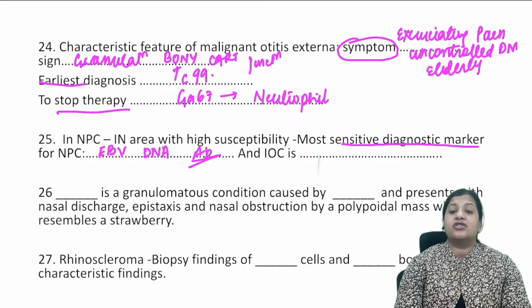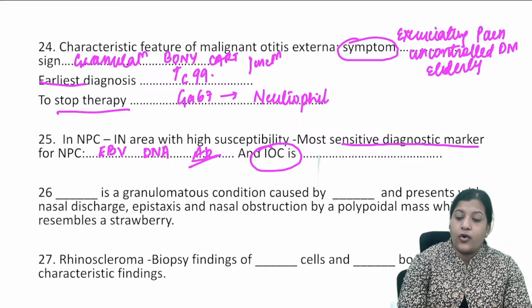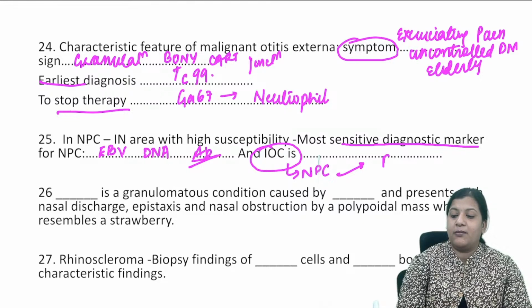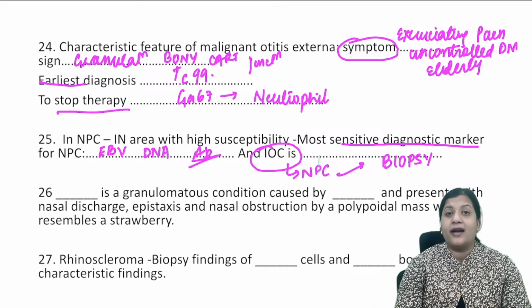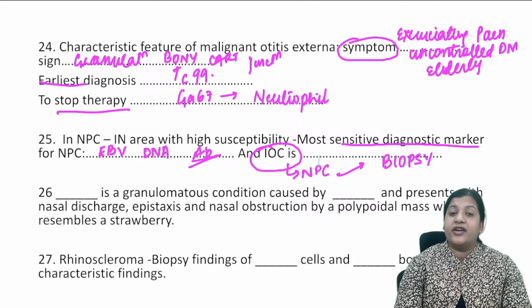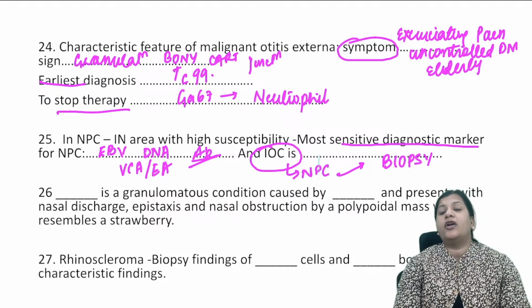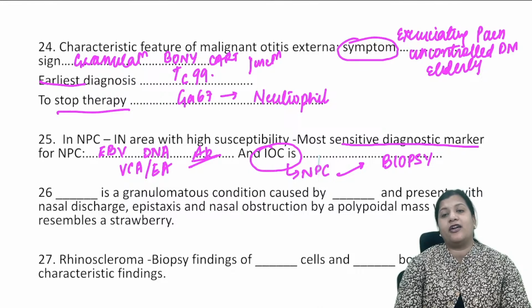But if they ask you what is the investigation of choice for diagnosing NPC, then what will your answer be? None of these serological markers; your answer will be biopsy. Viral capsid antigen, early antigen, and these are the different serological markers that we use. But the antibodies are more sensitive than the antigens whenever we want to identify cases in areas with high susceptibility.